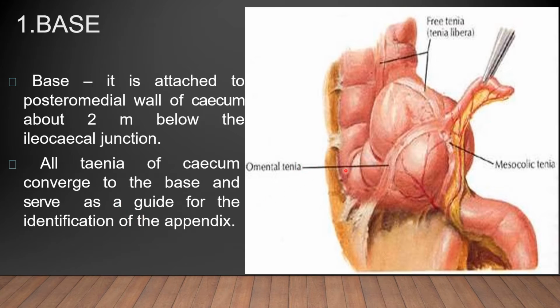This is omental tinea of cecum. This is free tinea and this is mesocolic tinea. All these structures join together at the base of appendix. We will see about this tinea in detail while discussing the large bowel.